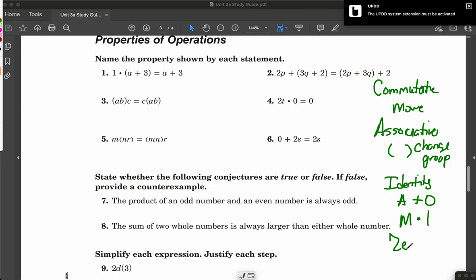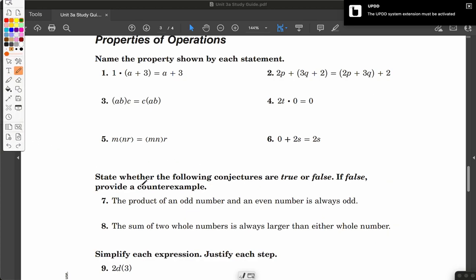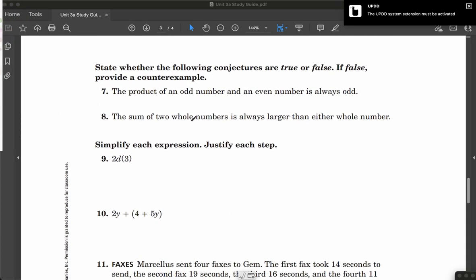The last property, and by far my favorite, is the 0 property. Anything times 0 is 0. My favorite property right there. So that kind of runs us through these. The last thing I want to look at is this last section. The rest of these are just more problems for you to think a little bit about.